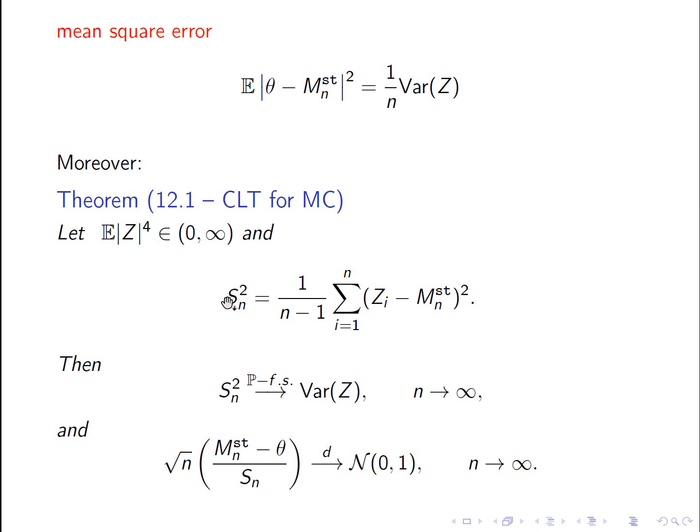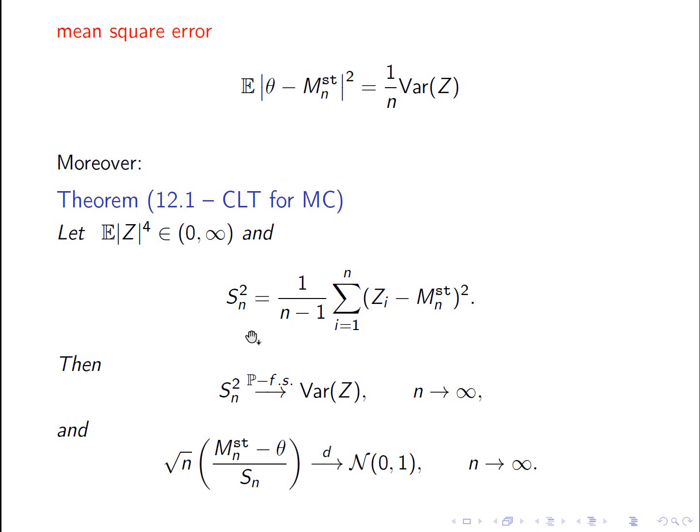Okay, and here is a quantity we always computed in our simulations, or we computed the corresponding quantity if you plug in the realizations of the random variables. So that's the empirical variance, S_n squared, it's 1 divided by n minus 1, and here we sum up Z_i minus our estimator, squared. That's the empirical standard deviation, written in terms of random variables.